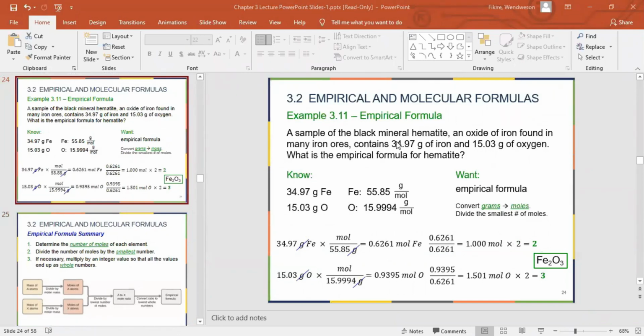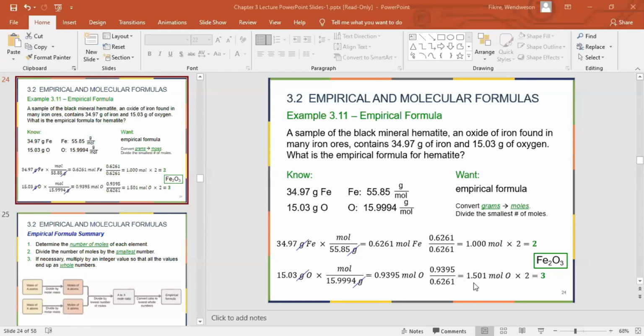Here is the math, here is the explanation. We have been given 34.97 grams of iron and 15.03 grams of oxygen, and we are interested to determine the empirical formula. So the first thing that we did was converting the gram value into moles. So we got 0.6261 mole for iron and 0.9395 moles for oxygen. Now the next step: which one is the smallest mole amount, iron or oxygen? The smallest one is 0.6261. So we divide every mole value by 0.6261. So we got 1 for iron, we got 1.5 for oxygen.